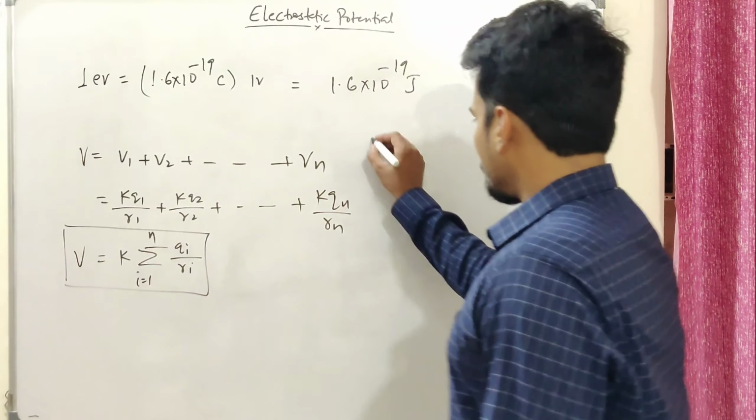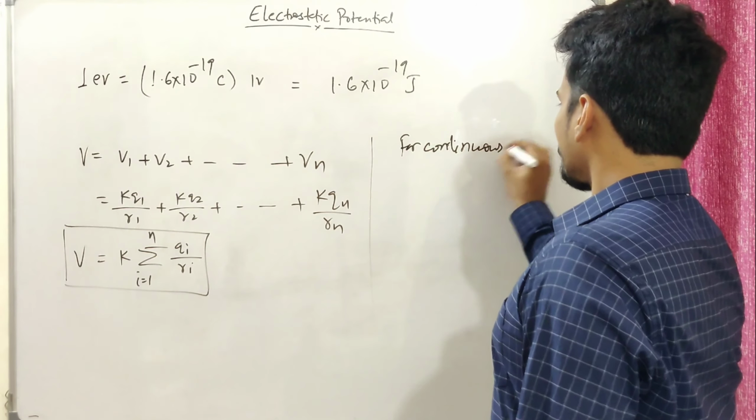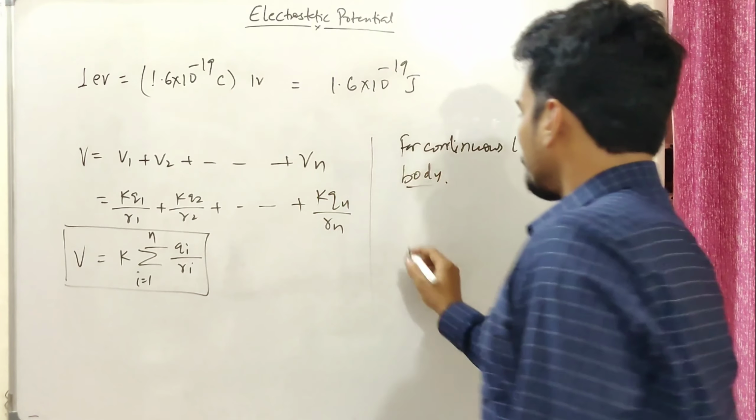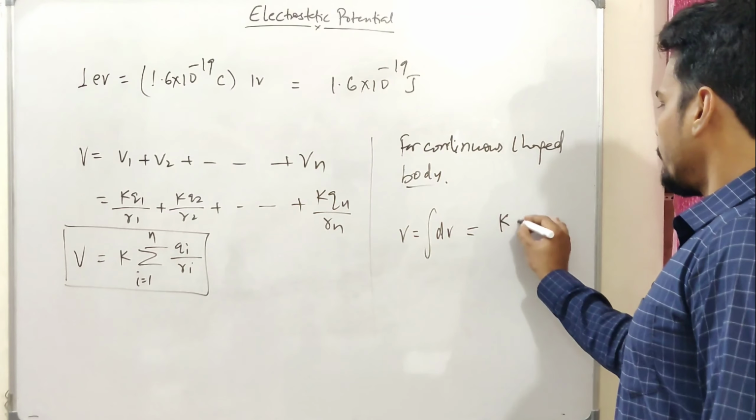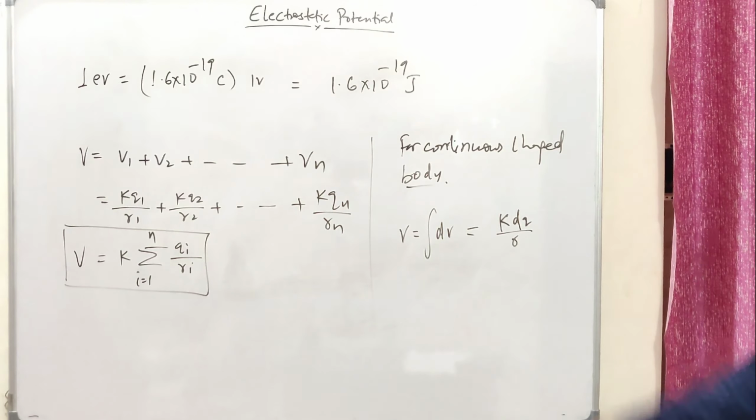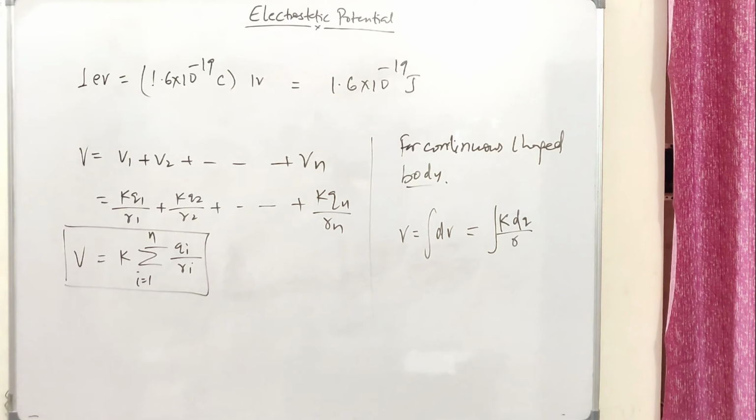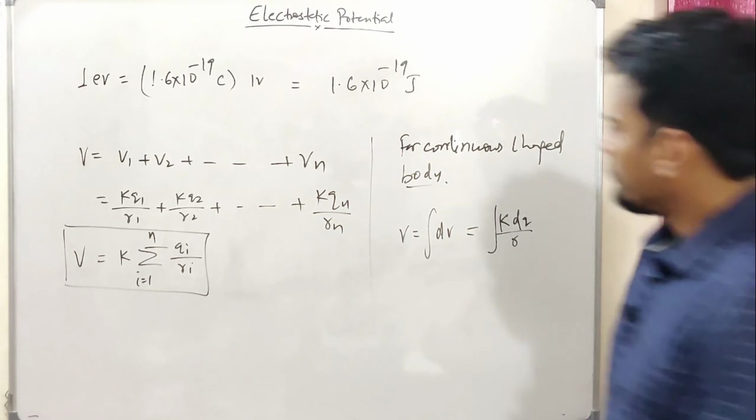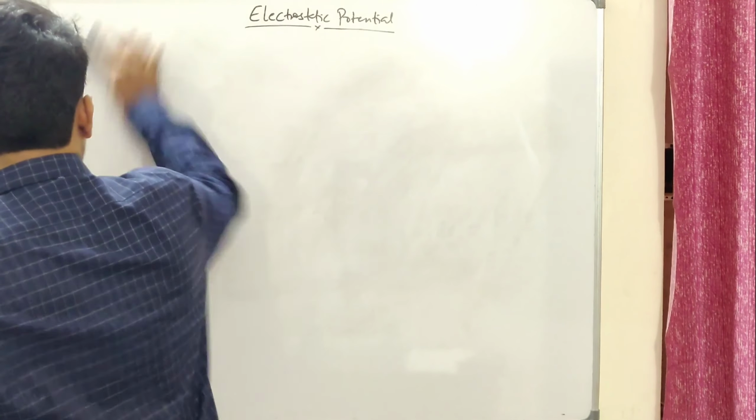then for a continuous charge body, V is going to be nothing but integration of dV. dV is nothing but K dQ over R. So I can actually figure out these things. I can do integration of this. So that's going to be for the continuous charge body. Simple as that. Okay. Now what happens if I move a positive charge from lower potential to higher potential? Will the energy increase or decrease?